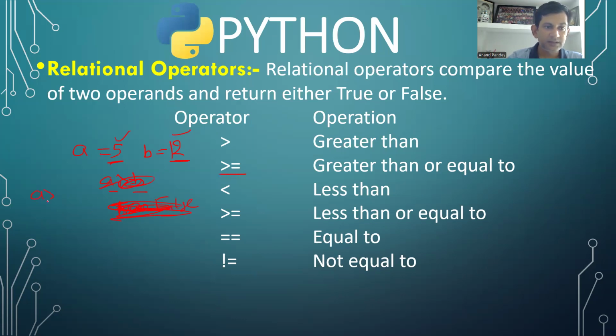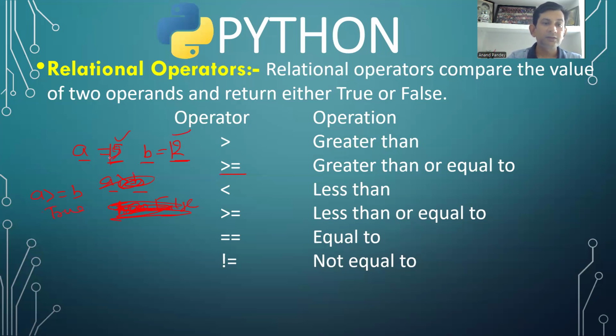Again, here I'm writing a is greater than or equal to b. Now the result of a is less than b, this condition is false. Okay, now consider a equal to 15, b equal to 12. Now you can see the value of a is greater than b, so the result of this will be true.